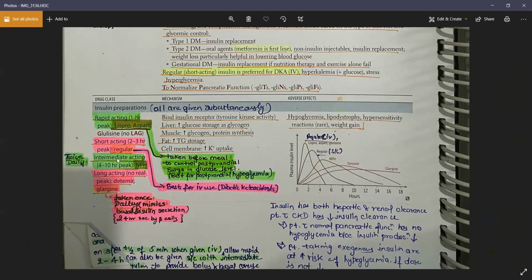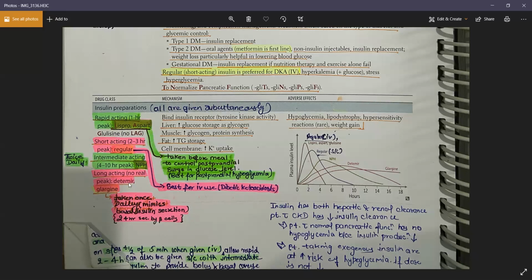Then come the intermediate acting ones, which are the NPH. They have a peak, and their effect disappears after about 14 hours. Then come the very long acting ones, which do not have any real peak. These are detemir and glargine, and you use these agents to mimic the basal 24-hour insulin secretion by the beta cells.